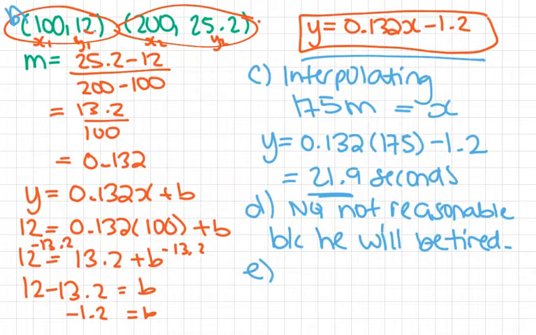And E, what does the slope of the line of best fit tell you about how Thomas runs? So the slope is 0.132. That's his rate. So that means he is running 0.132 meters per second. All right?